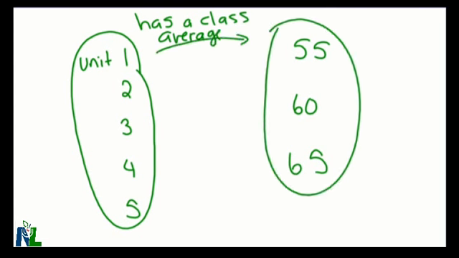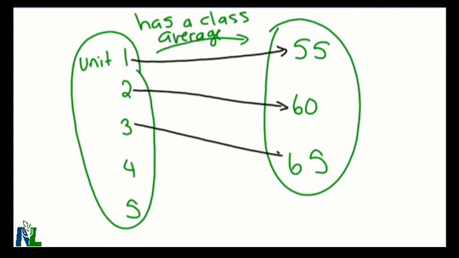So there's our relationship. So we can see then that Unit 1 has a class average of 55. Unit 2 had a class average of 60. Unit 3 had an average of 65. Unit 4 had an average of 55. And Unit 5 had an average of 60. So we've shown the relationship that was in our graph between class average and the unit in Math 1201 using an arrow diagram.